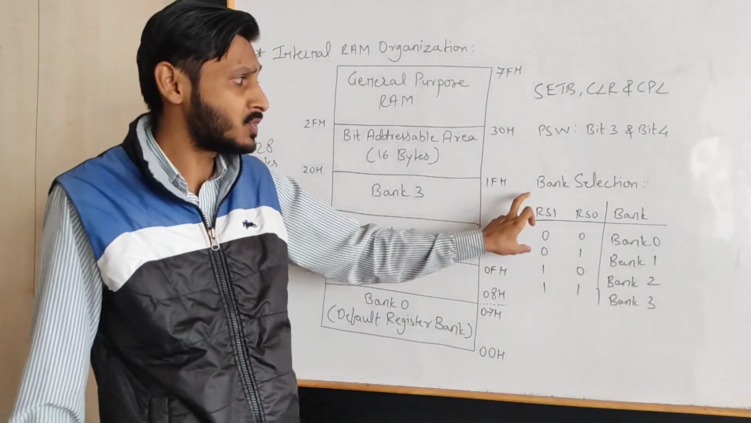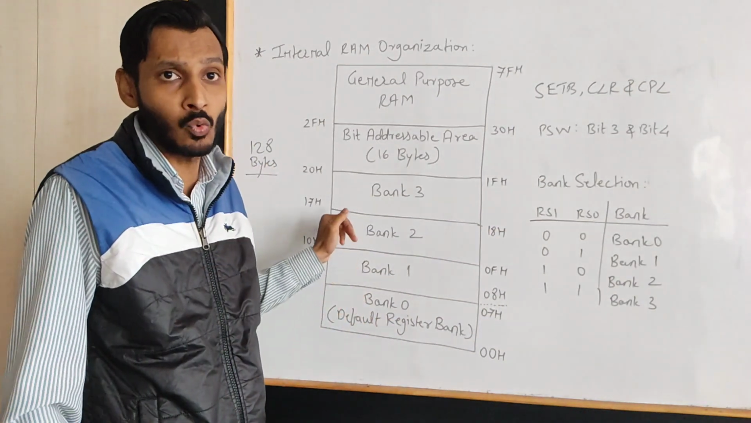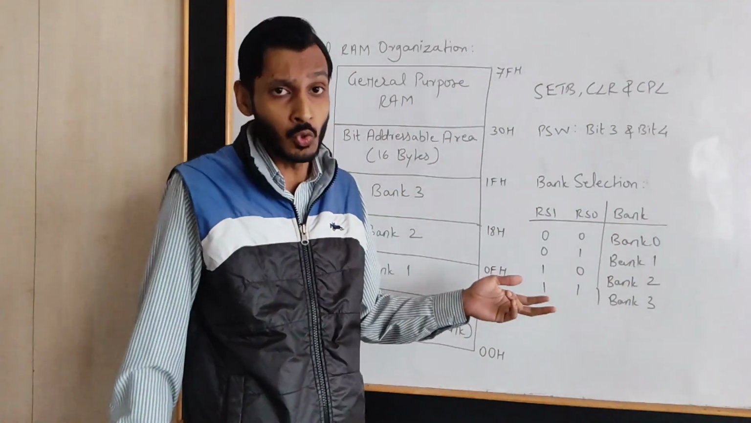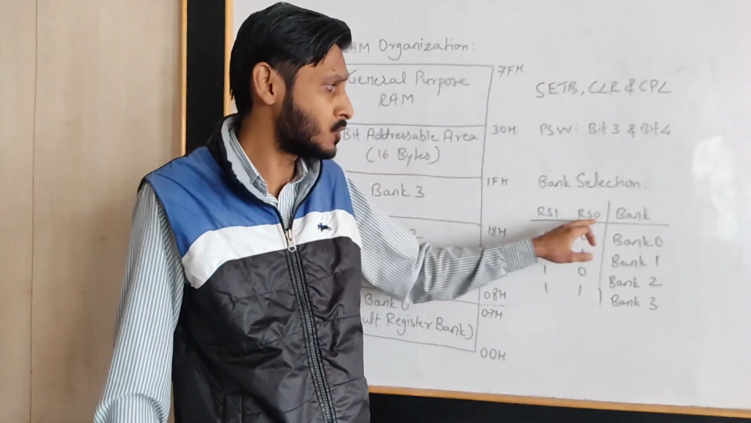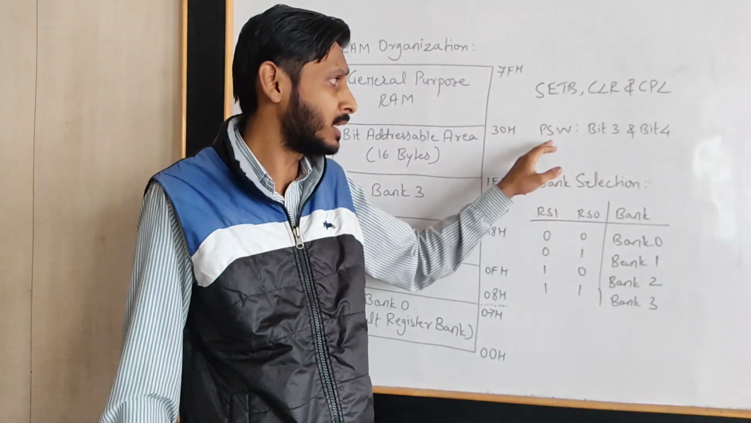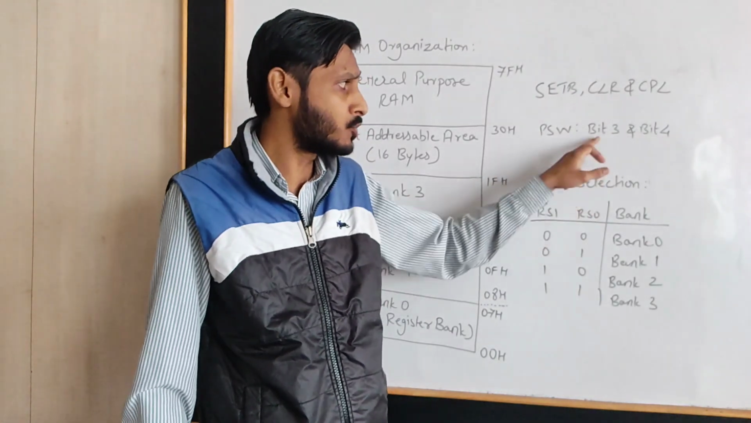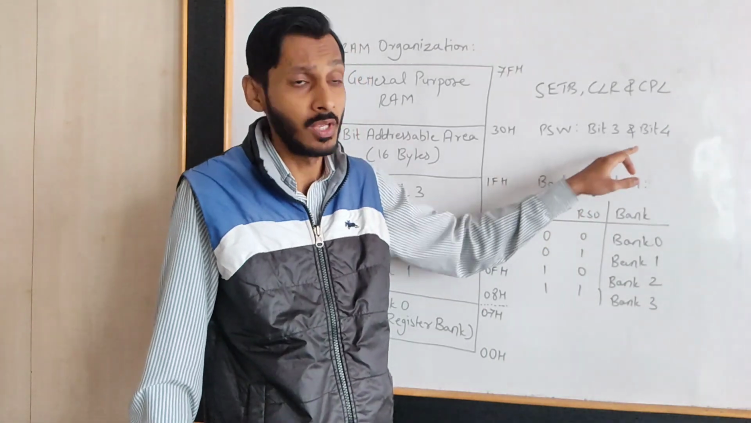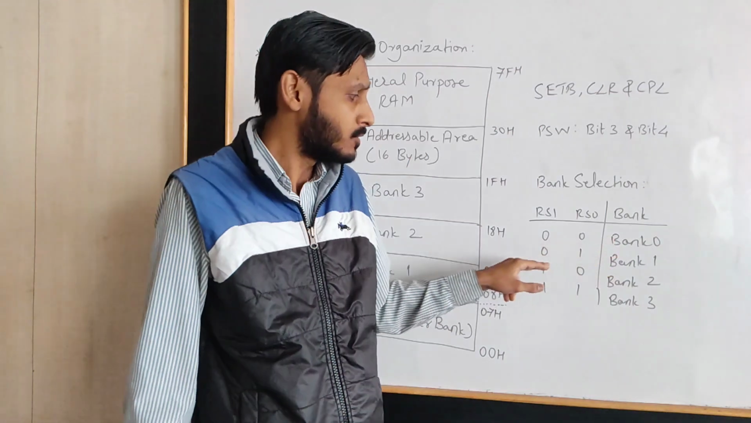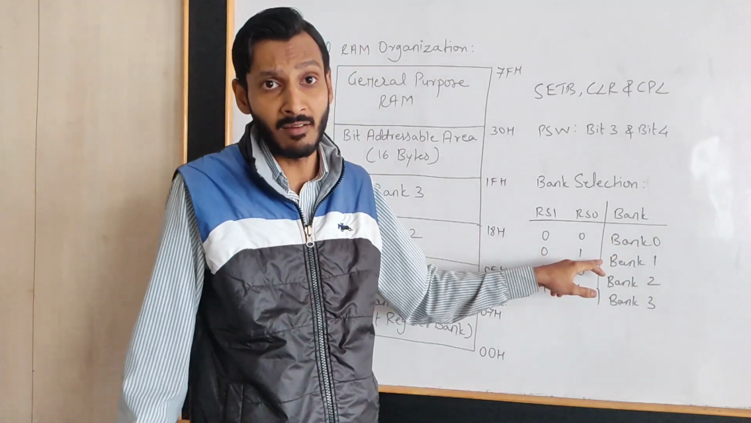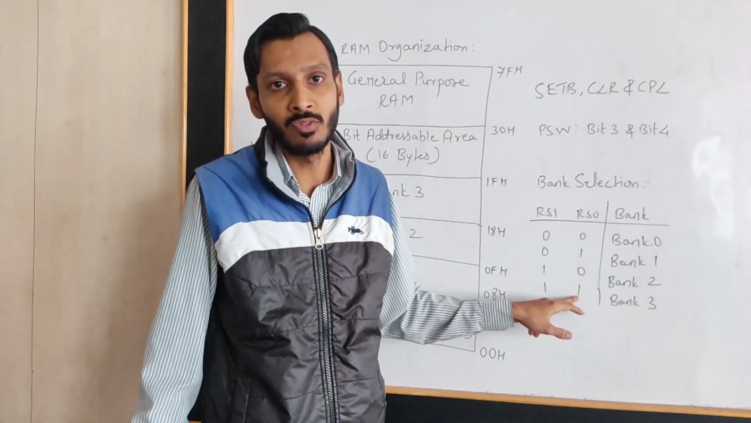The next point is about the selection of bank. Instead of bank 0, if you want to use bank 1, bank 2 or bank 3, you can select them by giving the combination at the 2 bits RS0 and RS1, which are present in the PSW register. PSW is the program status word. RS0 is bit 3 and RS1 is bit 4. With the 00 combination, bank 0 is selected. With 01, it is bank 1. With 10, it is bank 2, and with 11, it is bank 3.